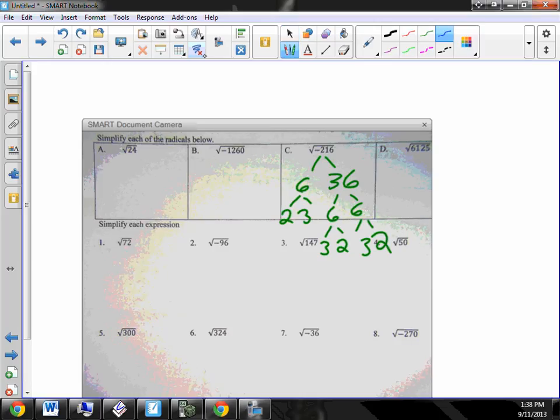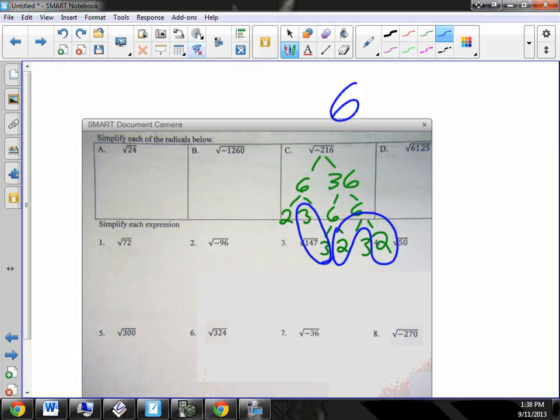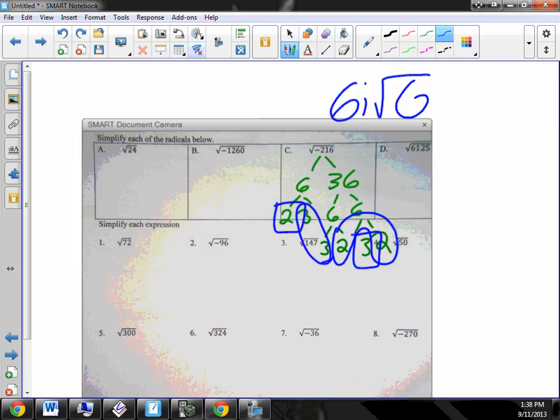Do I have any pairs? Just do 216 divided by 6, and you'll get 36. 8 would have worked. Yeah, there are lots of ones that work in this case. Do I have any pairs? I have a pair of 3s. Anything else? A pair of 2s. So I bring out a 6. What do I leave inside? 6i, good. Root. And I have a 2 left over and a 3 left over. 6i root 6.